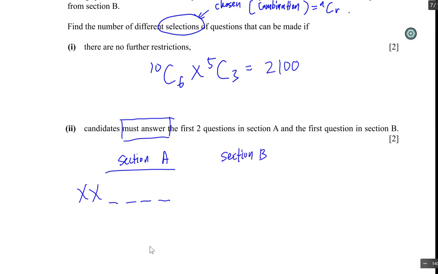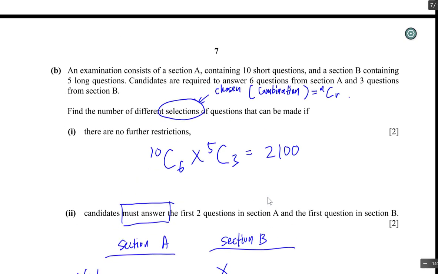The first question is a must question, so you don't need to choose from it. But section B, you need to choose 3 questions, right? So you still have 2 more here. So, okay, from here you have 10 questions to choose, right? But because I have 2 questions that are a must answer already, you only have 8 left. This one got 1, and section B got 1 question that's a must to answer, so you only have 4 more.